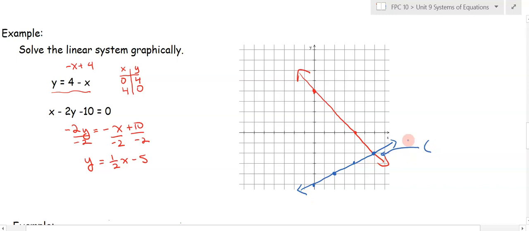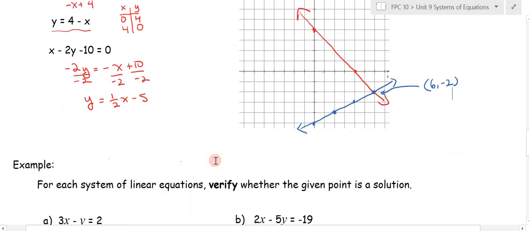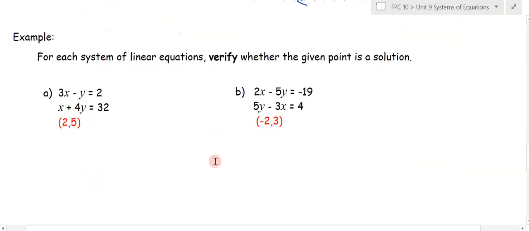This point of intersection is 1, 2, 3, 4, 5, 6, comma, negative 2. And again, we could go ahead and verify it by plugging it into both equations and making sure that it works in both equations. If I just asked you to verify, for example, if I gave you 2, 5 and asked if it was a solution, you could go ahead and graph both of them and see if it's a solution, or you could just verify. But when you verify, you have to make sure it works in both equations.